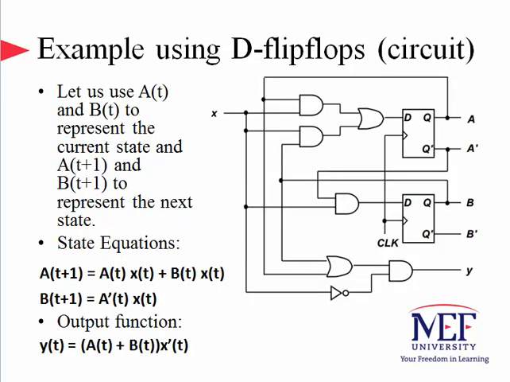Let us walk through an example to see how such tools become useful and help us understand how the overall analysis works. Here we present an analysis with D flip-flops using a circuit that has 2 D flip-flops in it and a bunch of other gates around it. The first step towards the solution is to write down the state equations. There are 2 state equations for this circuit, and they are A(t+1) = A(t)X(t) + B(t)X(t), and B(t+1) = A'(t)X(t).